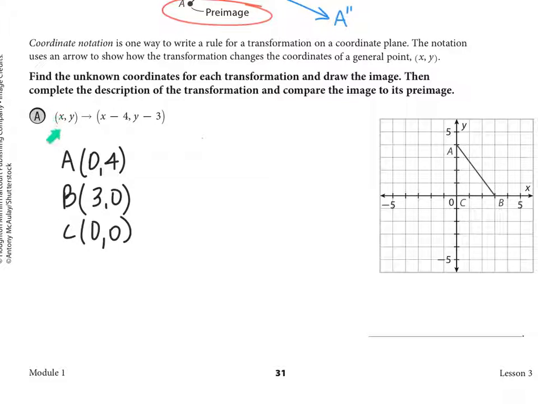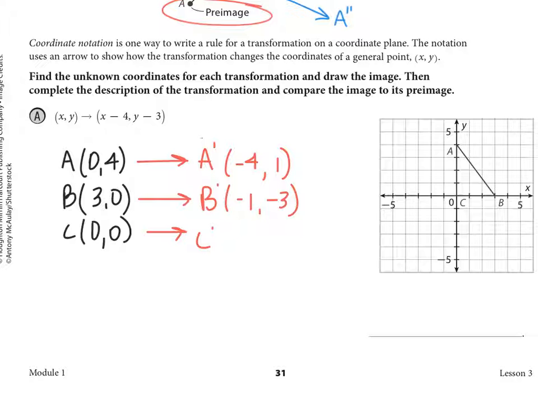The problem itself reads, (x, y) transforms to (x minus 4, y minus 3). So literally what they're telling us to do is take the x coordinate and subtract 4 from it. That means my new image for A, so A prime, is going to be 0 minus 4, which is negative 4. And my new image for the y coordinate on A is going to be y minus 3. So if I do 4 minus 3, I'm going to get 1. All right, let's do that again for B. So B prime, it says subtract 4 from the x value and 3 from the y value.